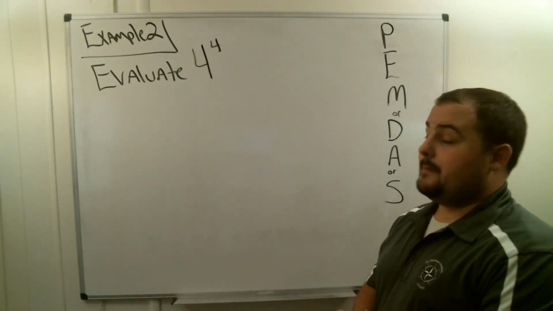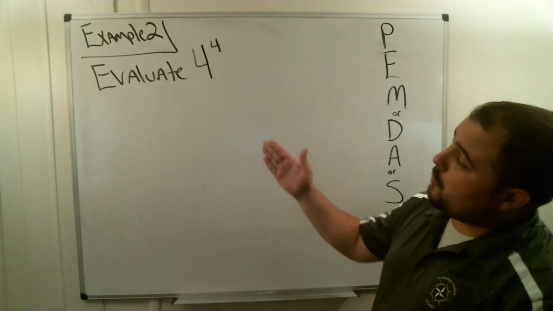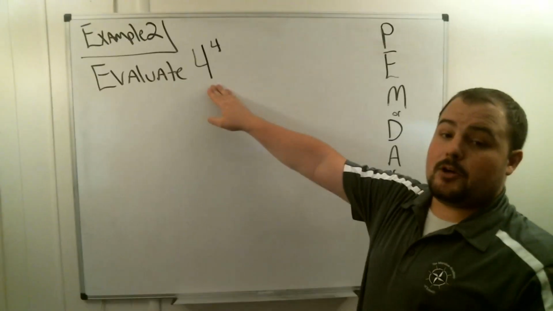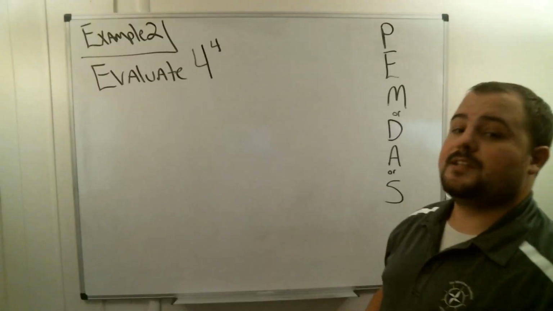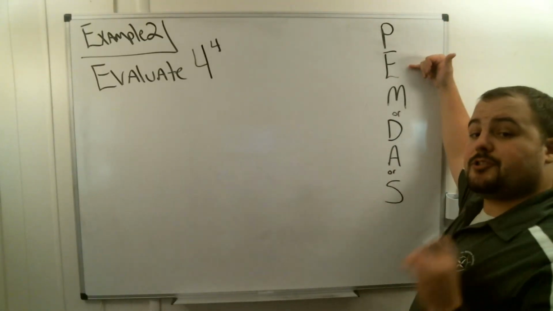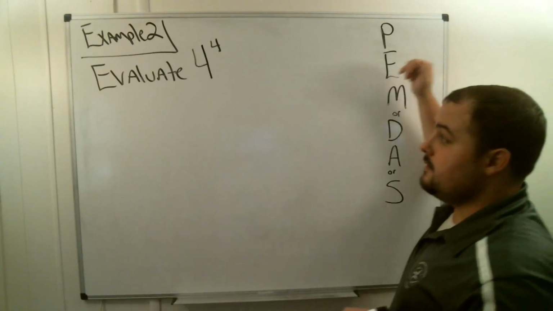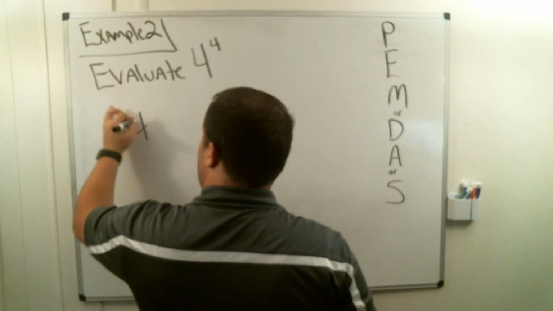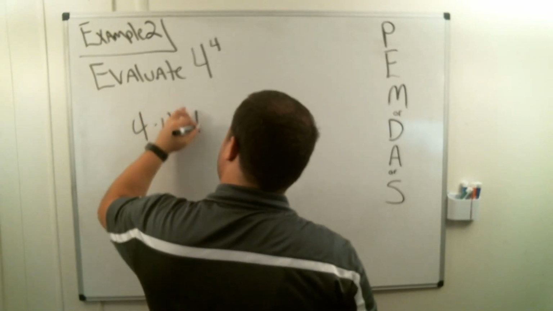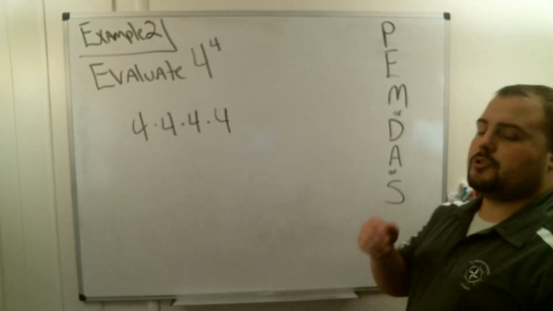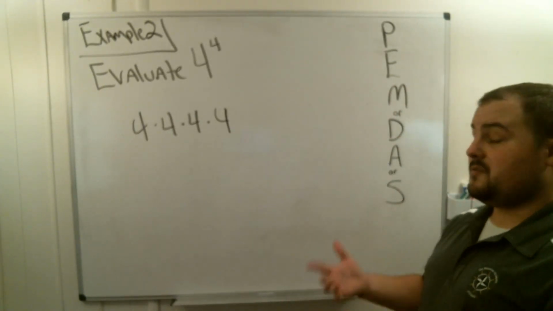So for our second problem, we have evaluate 4 to the 4th power. Reminder that the base is the number that's being multiplied, and the 4 tells us how many times. So we're going through PEMDAS. There's no parentheses. There are exponents, so we're going to eliminate the exponents. So we're going to expand this out so there's no exponents. So 4 times 4 times 4 times 4.